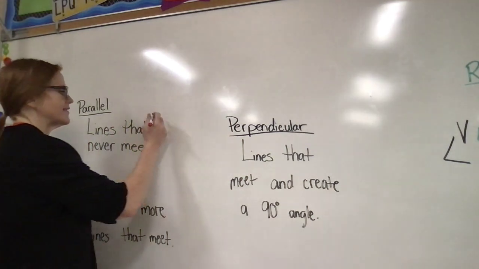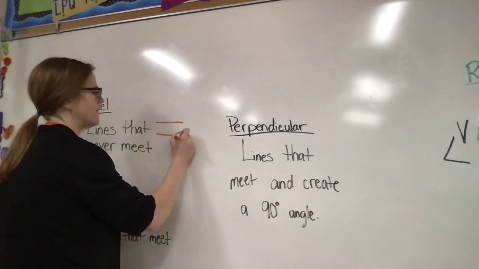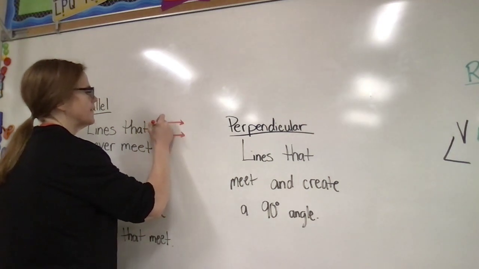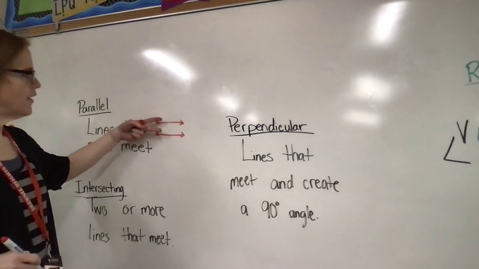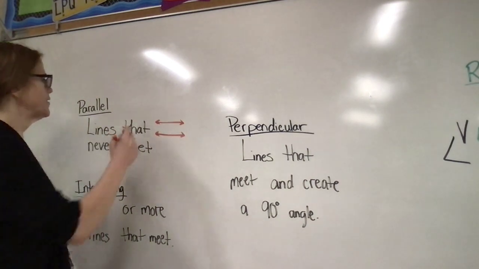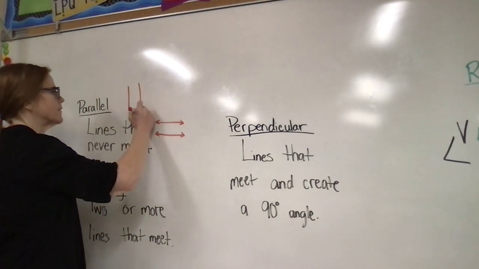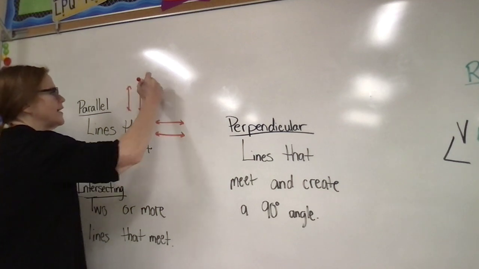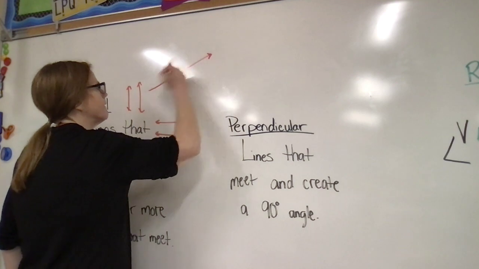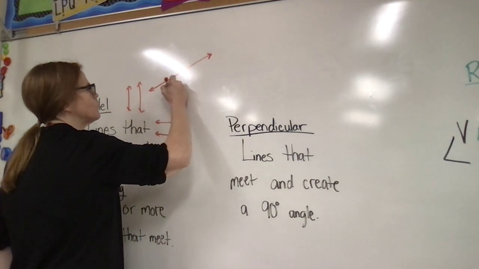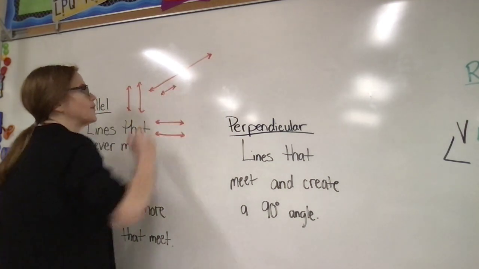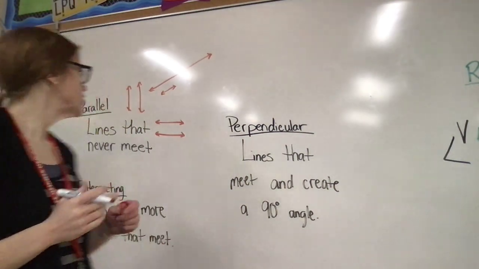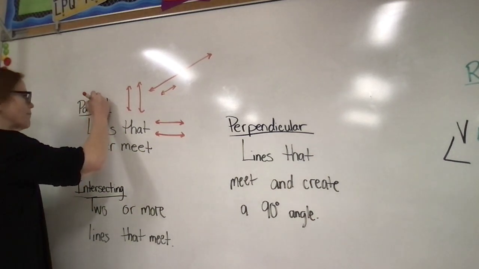Those may look like this. And they're lines, so I want to make sure, since it's a line, I have my arrows. Okay? These two lines right here could go on forever and ever and ever, and they would never ever touch. You could have one really long one and one short one, because we know lines never stop. But they're going to go on forever and ever and ever and never touch, just like the L's in the word parallel.